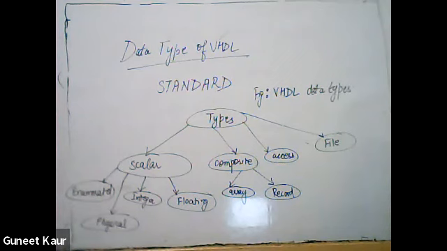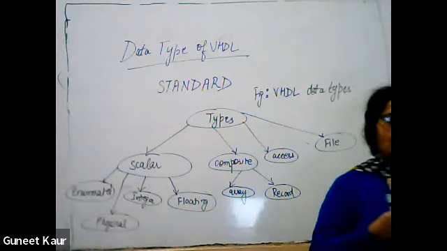This was the introduction to the data types of VHDL. Now we will do this one by one. So the first data type I will discuss in a further coming lecture will be subtype. Then after this we will do scalar type, then composite, then access and file.